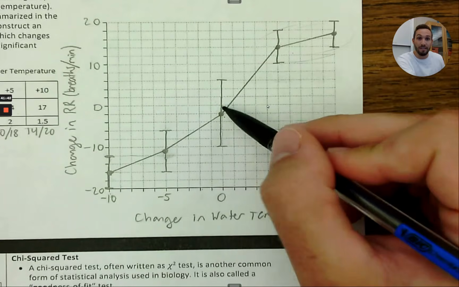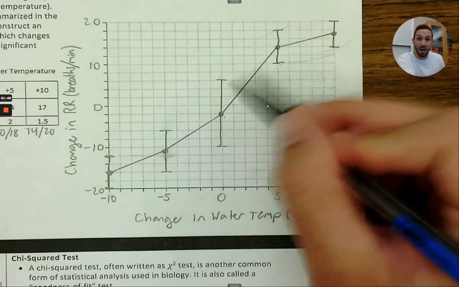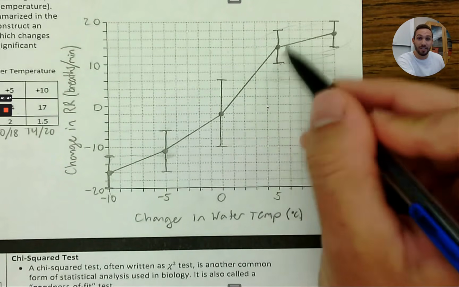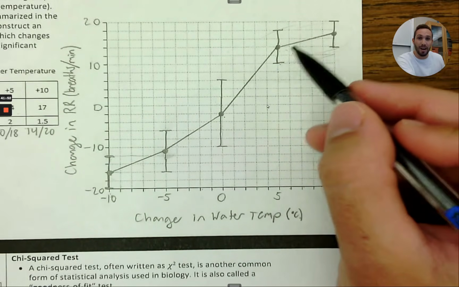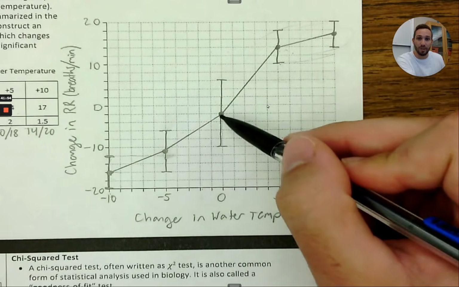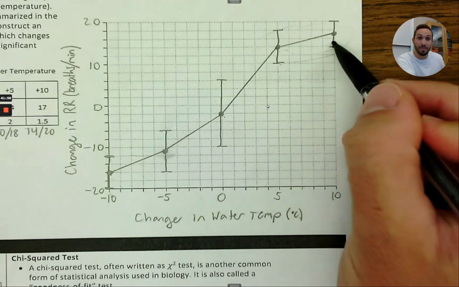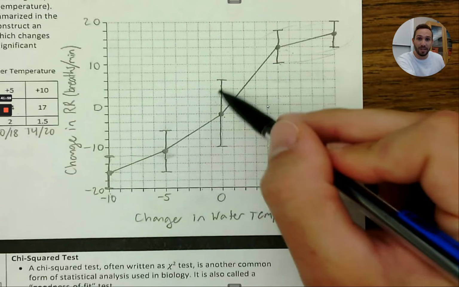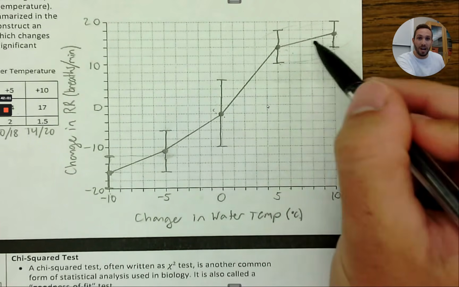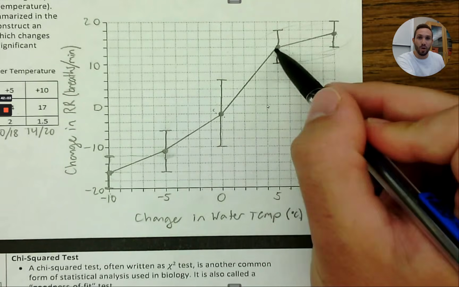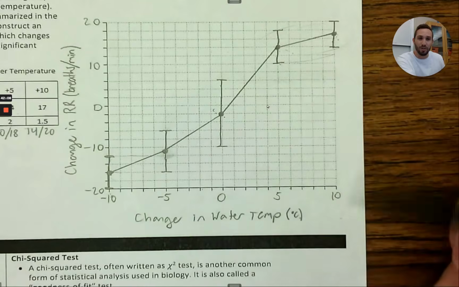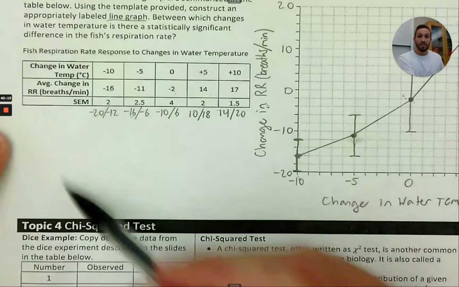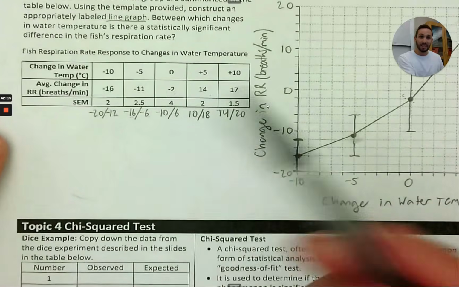When the water gets even 5 degrees warmer, that does cause a statistically significant difference in the change in respiration rate. And versus when the water doesn't change and 10 degrees warmer, it's also statistically significant between this group of fish and that group of fish. But between these two groups, 5 degrees warmer and 10 degrees warmer, there's really no difference in how it affected their respiration rate because the error bars do overlap. So you guys would answer or point out some of those observations and describe them over here in this space.